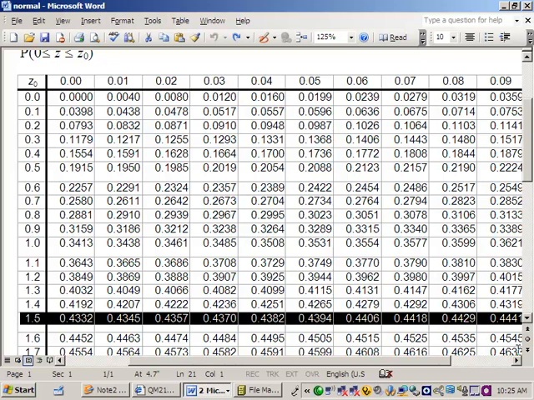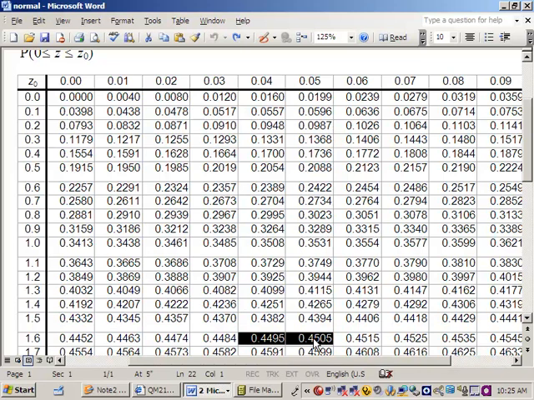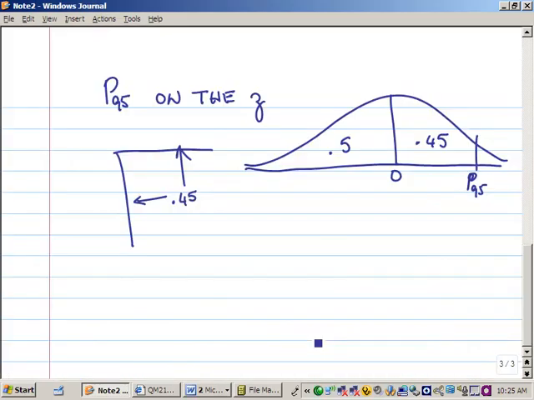0.45 is actually on the next row. You could choose either of those two, the 1.64 or the 1.65. So you can say that the 95th percentile is either 1.64 or 1.65. Actually, way down the road you can find out that it's precisely 1.645, but we're not going to worry about that right now. Depending on the situation, you could use either of those two numbers as your answer.